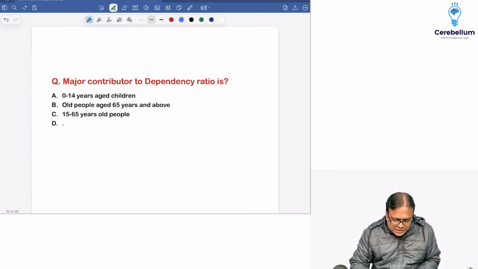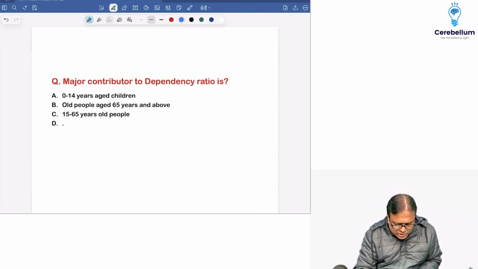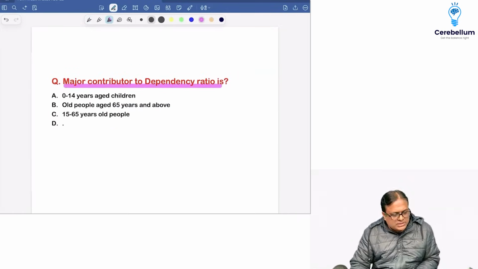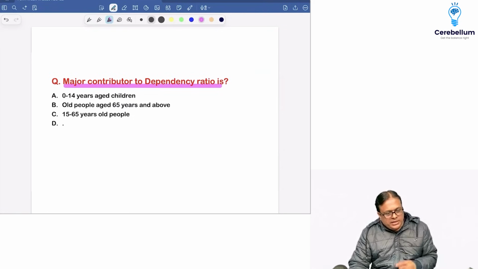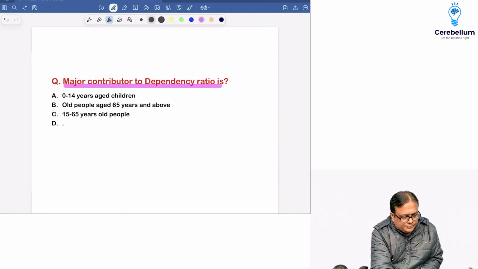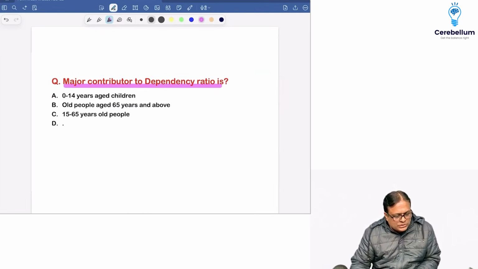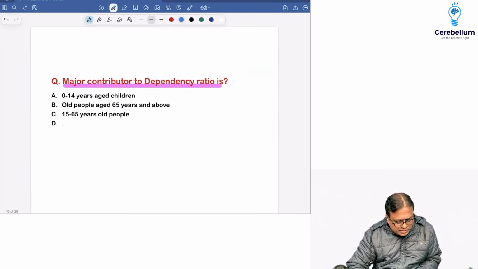Okay, let's move further. Was there a question on contributors to dependency ratio? Please confirm the question. I'll come to that. I'll come to NRR question also. Please confirm if there was a question on dependency ratio. Was there a question on dependency ratio? No. Okay. Remove it.